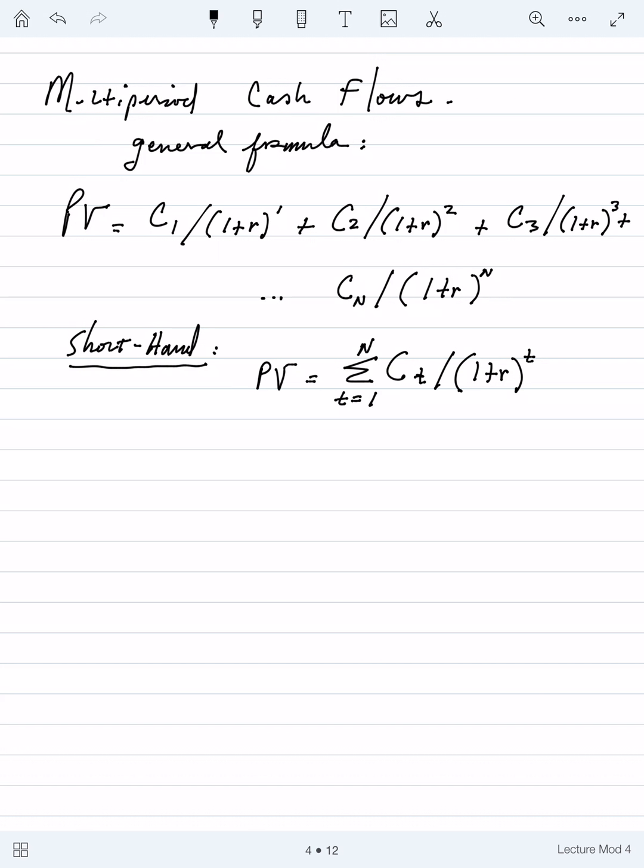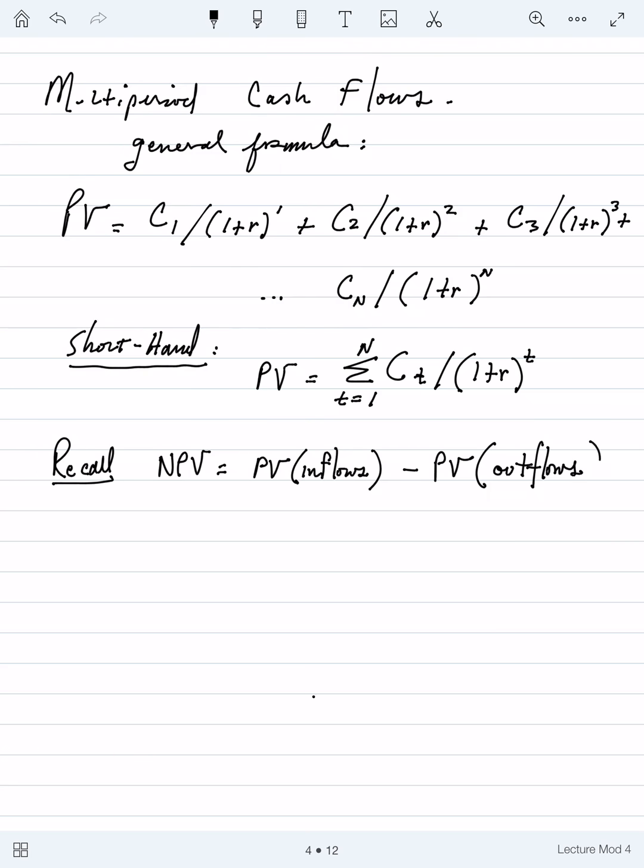Now recall net present value was equal to the present value of the inflows minus the present value of the outflows. And with the term present value in place, we're measuring all the cash flows in time period 0 equivalents.